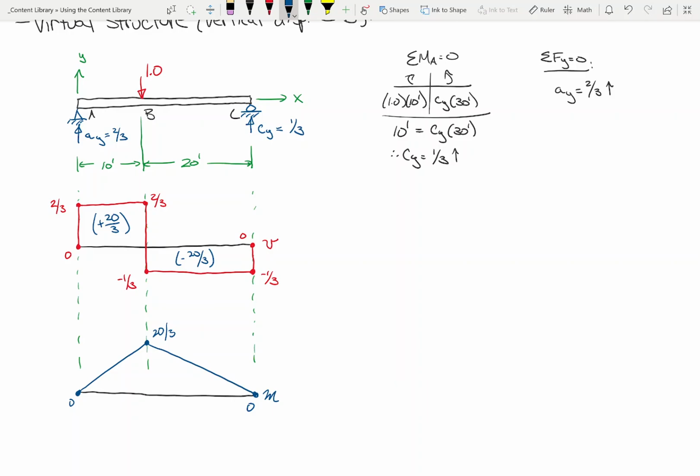Okay. I want you to recognize two things. Well, first off, what does our moment diagram look like? It's linear, right? There are two linear functions, right? So I'm going to say we're going to have an M1 equals something, valid from 0 to 10. And then I'm going to have an M2 which equals something valid from 10 to 30. Would we all agree with that?